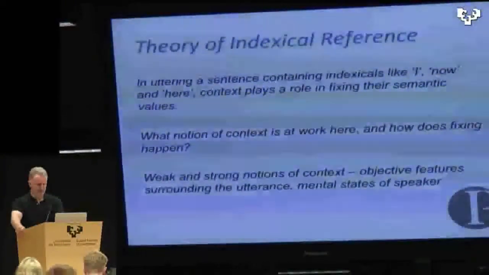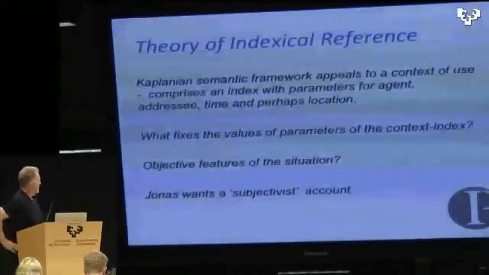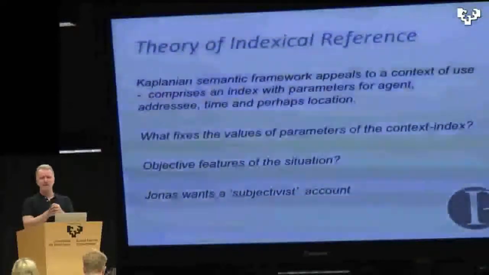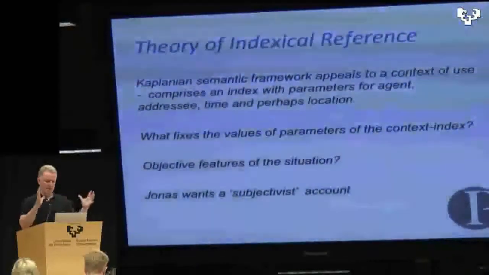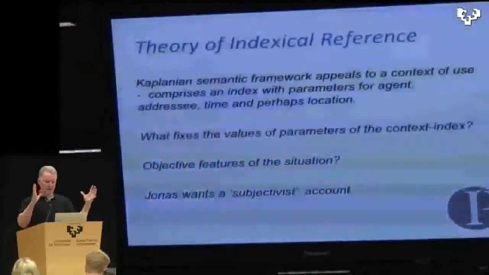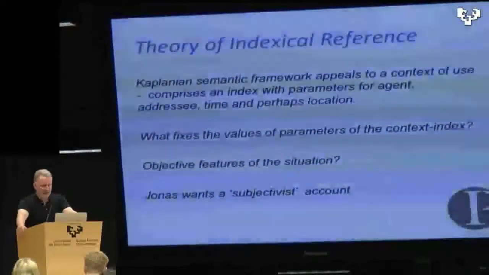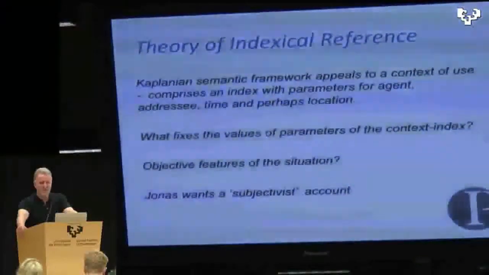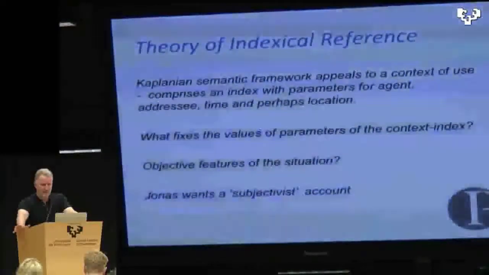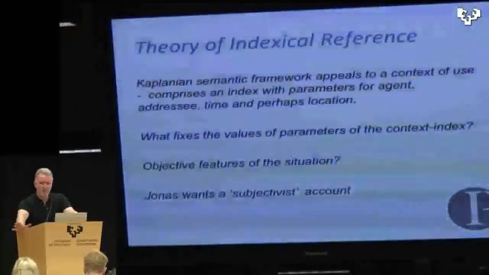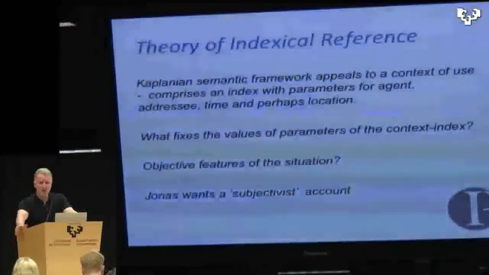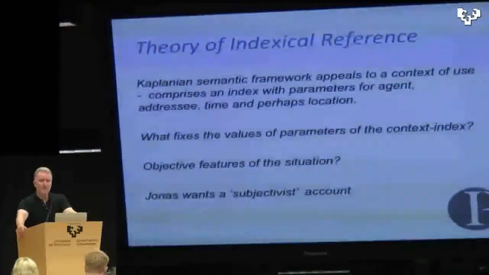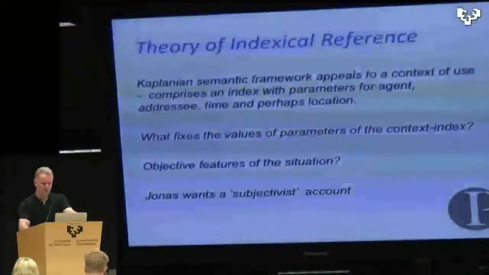And he talks about his view as one which is supposed to talk about what determines what he calls the context index of an expression, sentence uttered in a context. So the Kaplanian framework, we're appealing to context of use, and that's an index with parameters for agent, addressee, time, perhaps location. So what fixes the parameters or the values of the parameters for the context index? Objective features, the time of the utterance, the place of the utterance, who's actually speaking or uttering, or do we need what Jonas calls a subjectivist account?